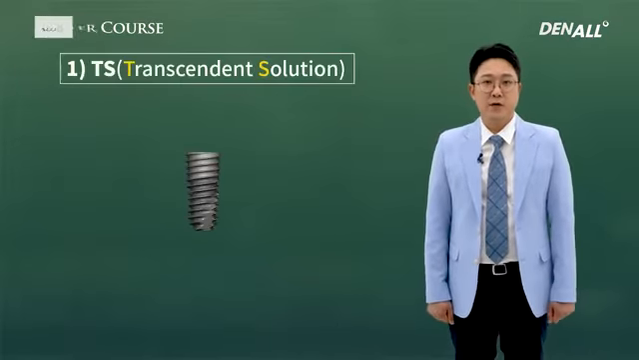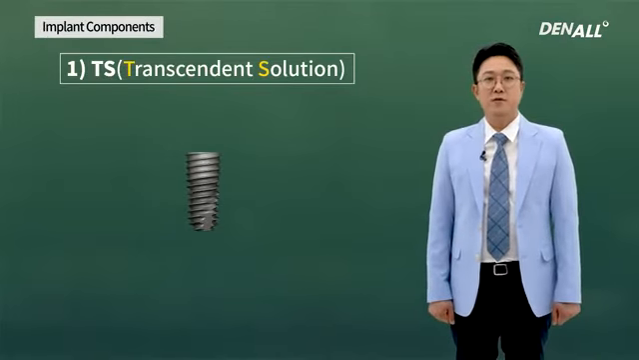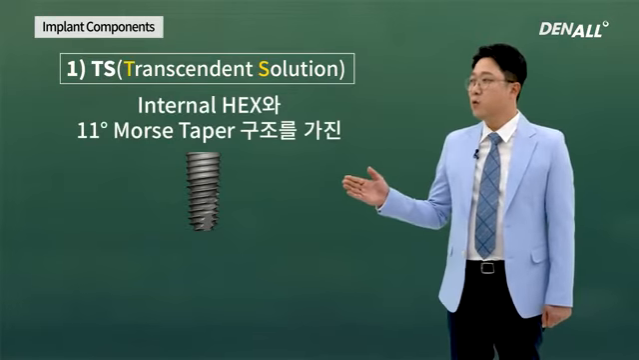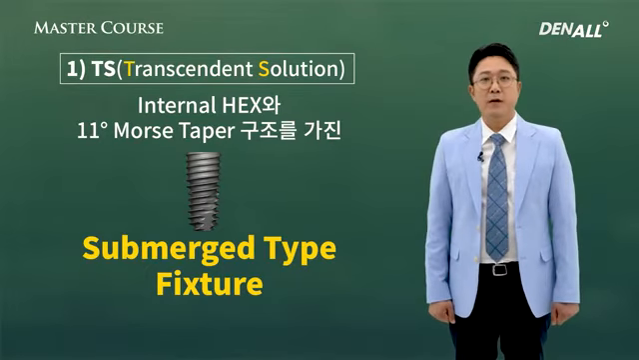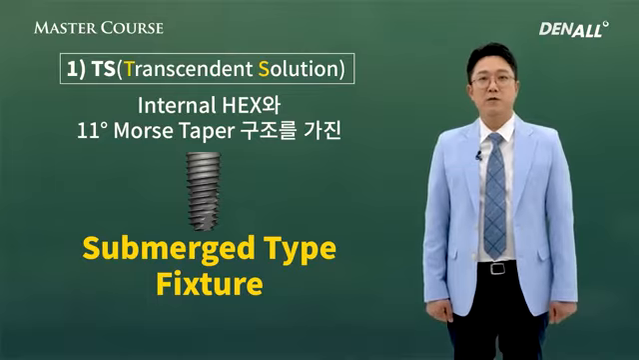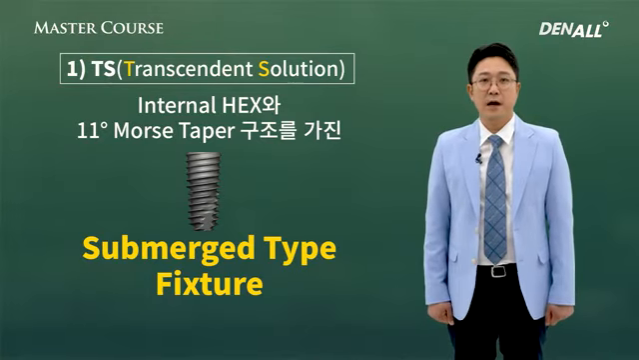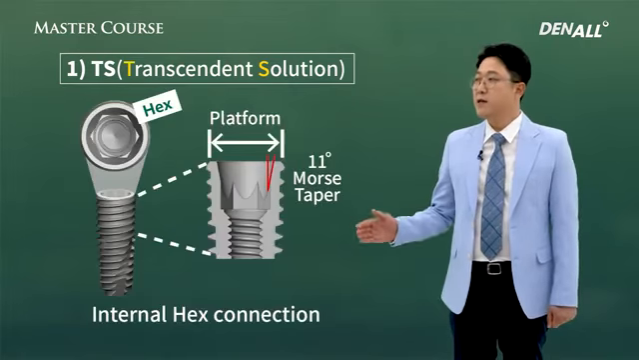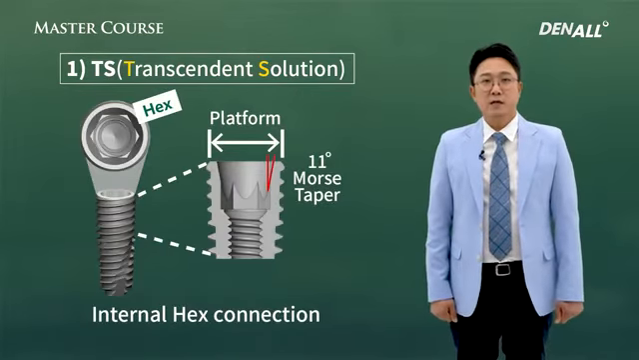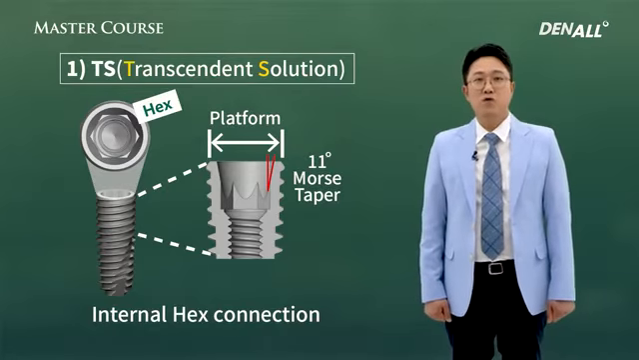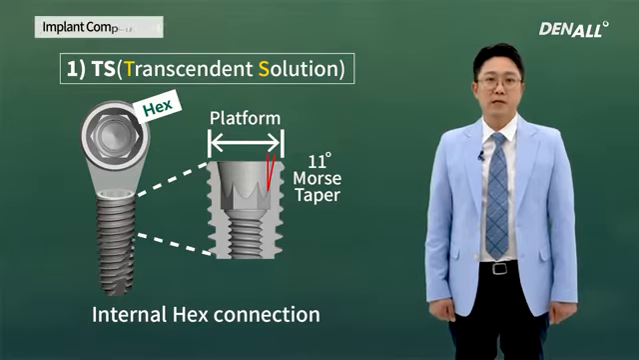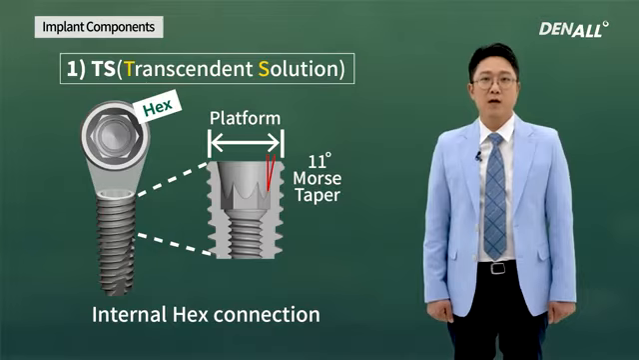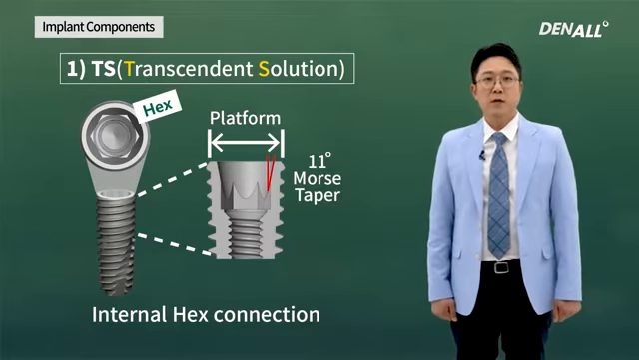TS fixture. Let's talk about this. Currently, this is the most frequently used implant. Internal hex, 11-degree Morse taper structure. It is a submerged type fixture. It may sound a bit difficult, but if you look at the image, you'll be able to understand very easily. Internal hex means that within the implant, the structure which you connect with the abutment is shaped like a hexagon. If it does not have the hexagon shape, it's non-hex, and if it's shaped like an octagon, it's internal octa.